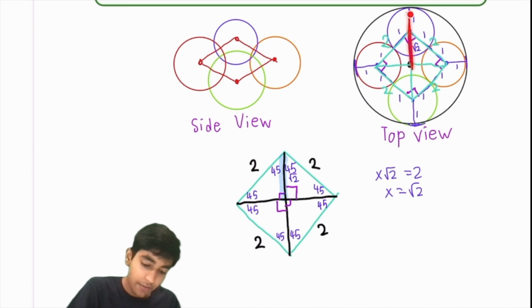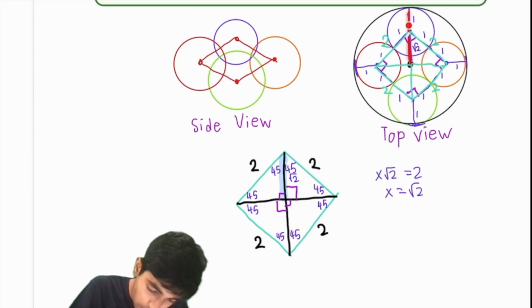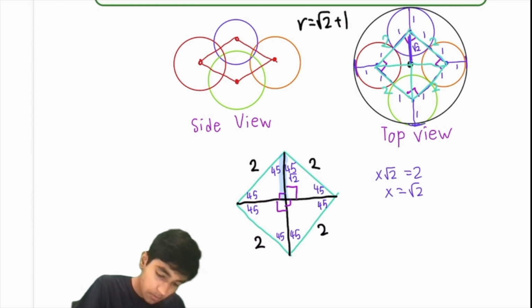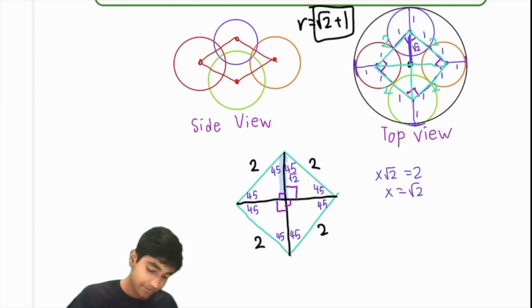And that means the radius of the big circle is root 2 part plus the 1 part. So root 2 plus 1. And that is the answer for this problem. That's it. Because we're asked to find the radius of the sphere.